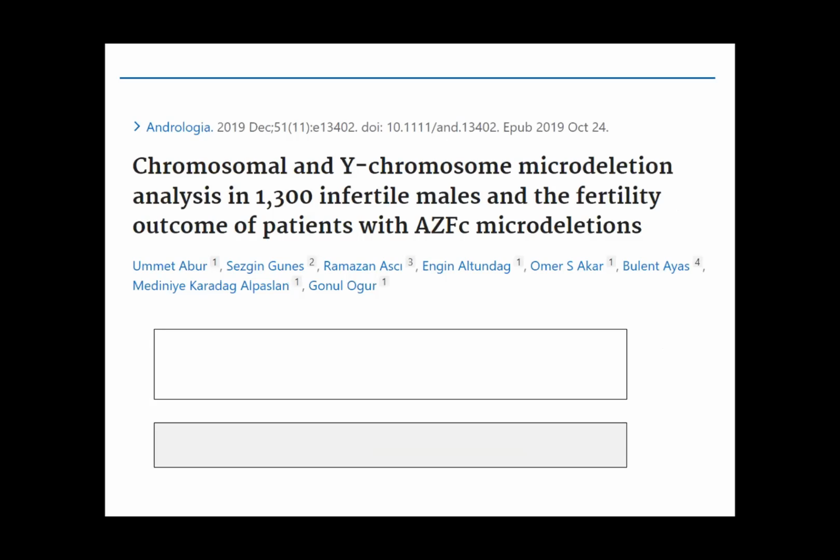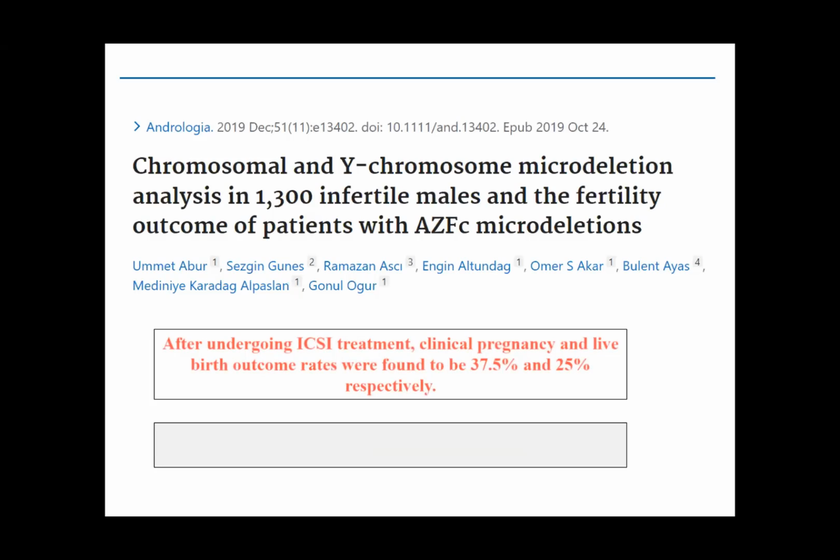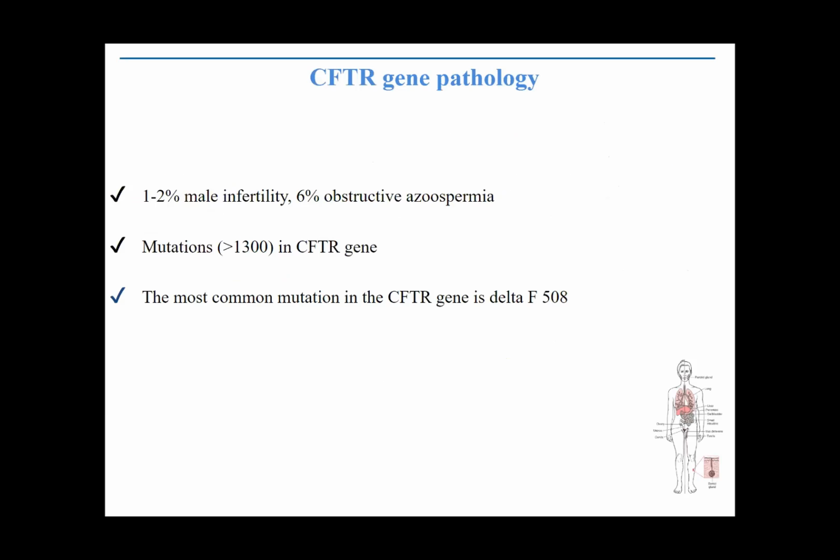Umit Aber reported a paper with 1,300 male infertility patients. They explored the AZFc region, and they reported that after undergoing ICSI treatment, pregnancy and live birth outcome rates were found to be 37% and 25% respectively. Genetic counseling is very important in these cases because of the transmission of the microdeletion to male offspring.